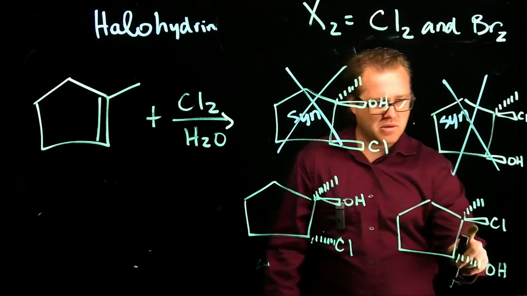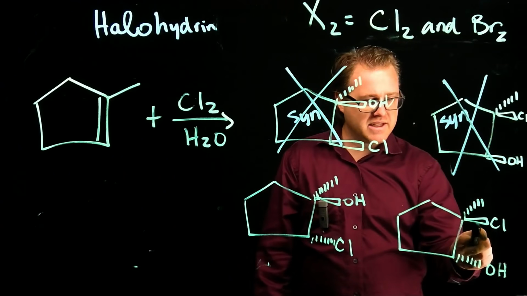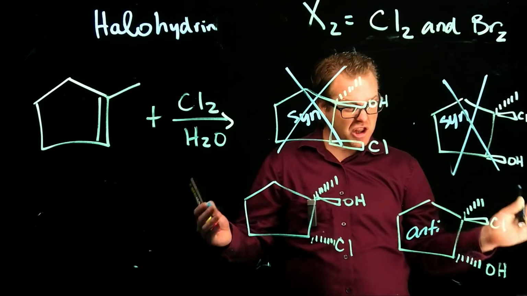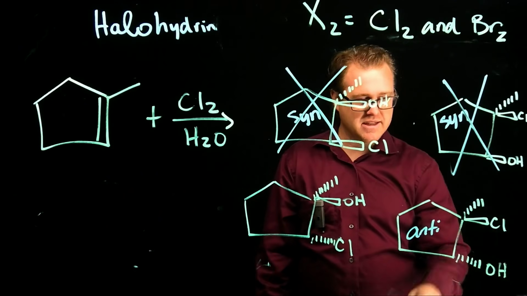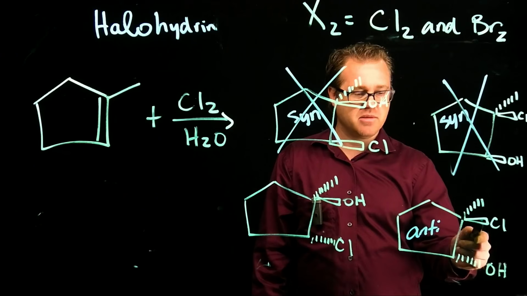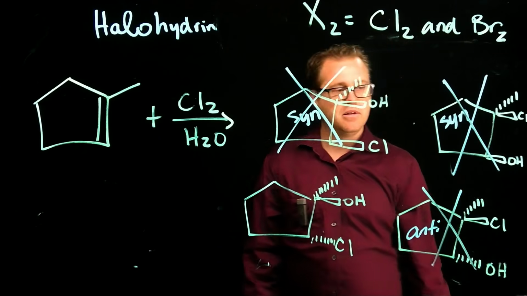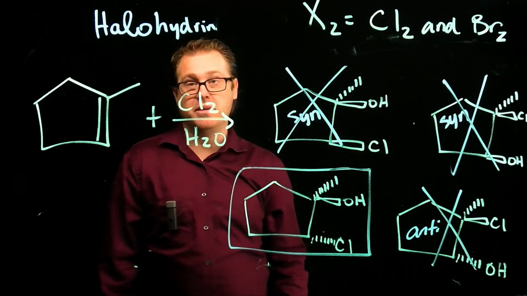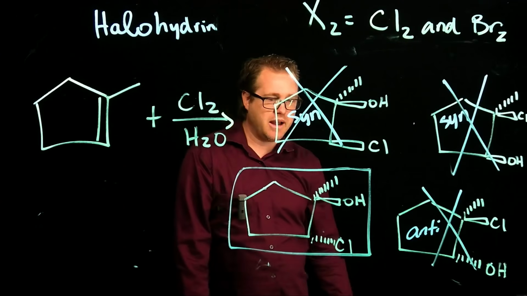Now if we come to this one right here, we see that they are anti to one another. That's a good thing because that's a wedge, that's a dash. But the regiochemistry is wrong. The alcohol is supposed to go where the chlorine is. And then we see that by process of elimination, that would have to be our correct answer, right?